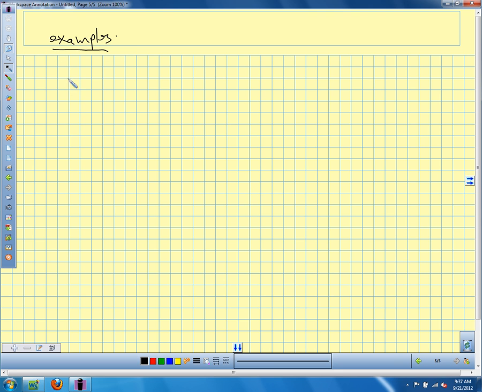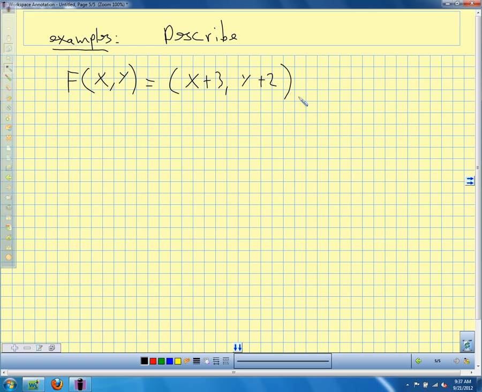We want to describe the transformation. So if I take my point x, y, and my transformation is x plus 3, y plus 2, we want to describe this. So what are we doing to this point?